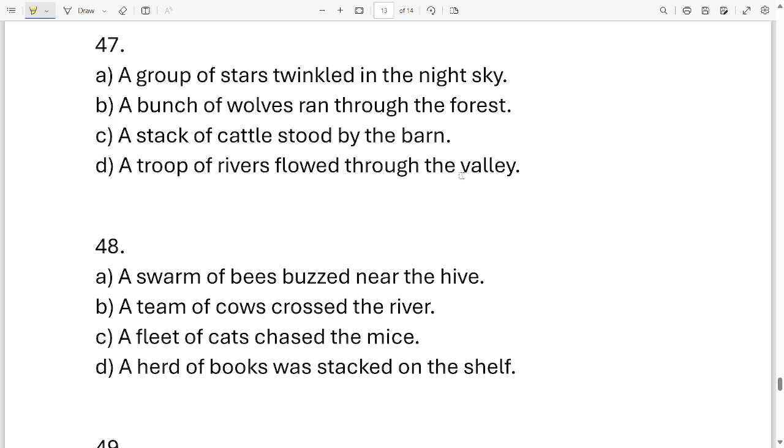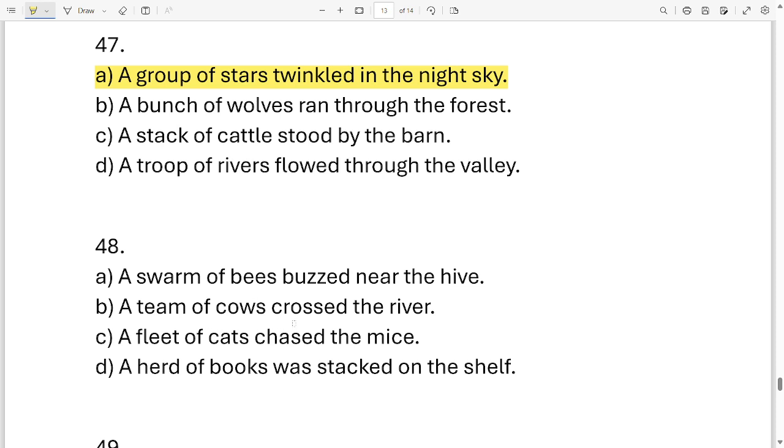Correct sentence out of these 4 options. Is it A, is it B, is it C, or is it D? And the correct sentence is option A. A group of stars twinkled in the sky. Next question. A swarm of bees buzzed near the hive.